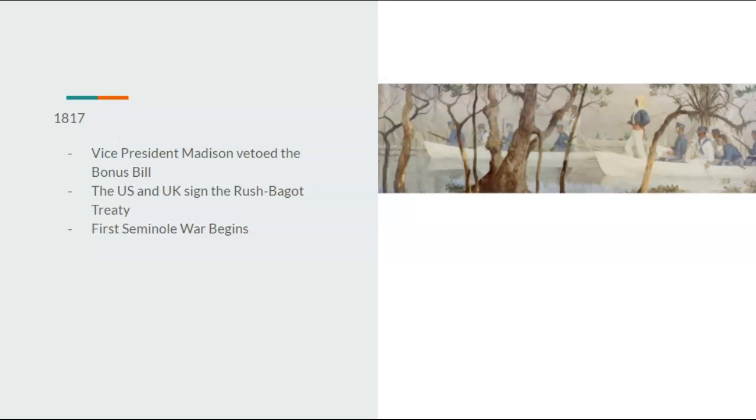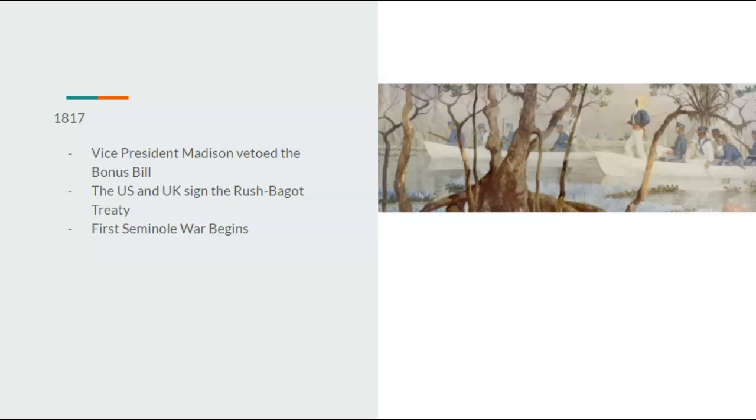In 1817, Vice President Madison would veto the bonus bill. It never reaches John I. The U.S. and UK would sign the Rush-Bagot Treaty, which establishes the northern border of the United States. And also the First Seminole War begins.